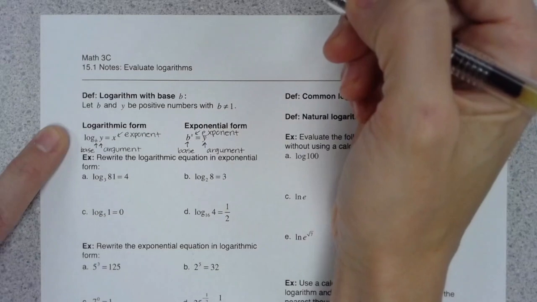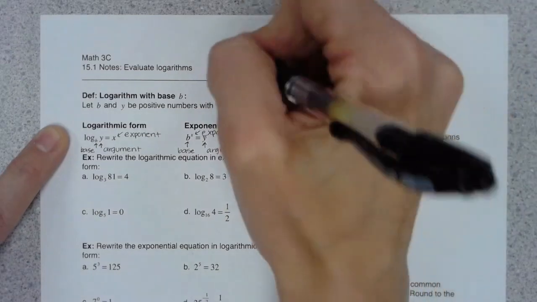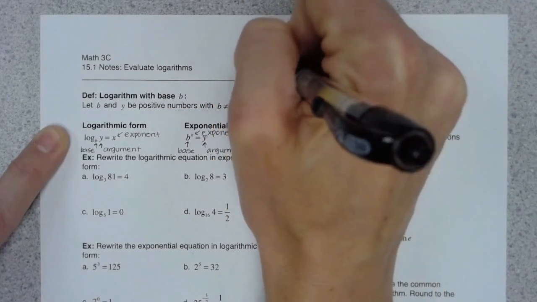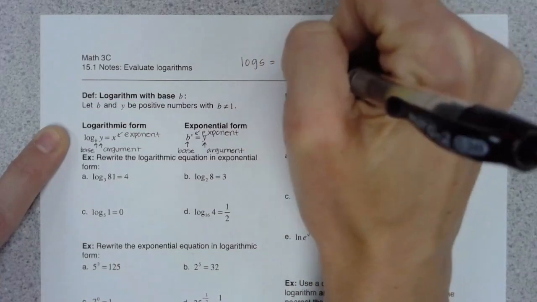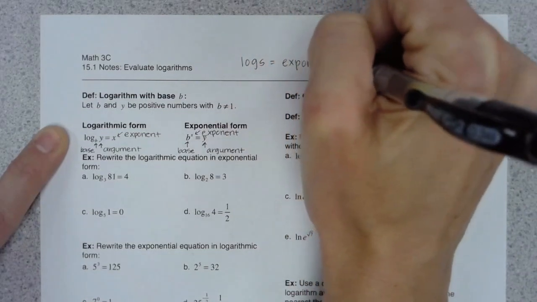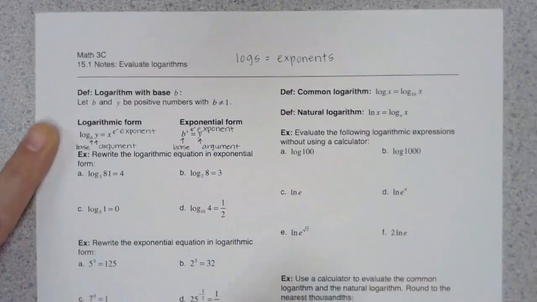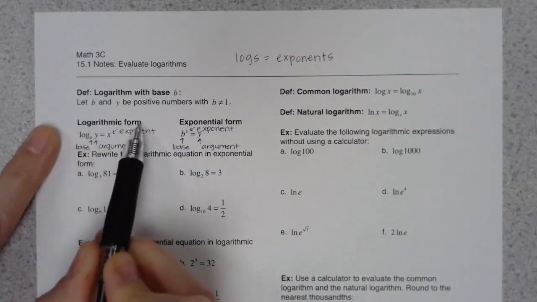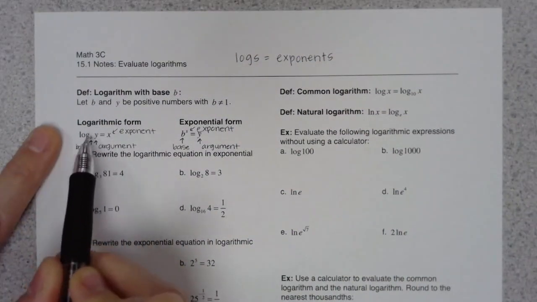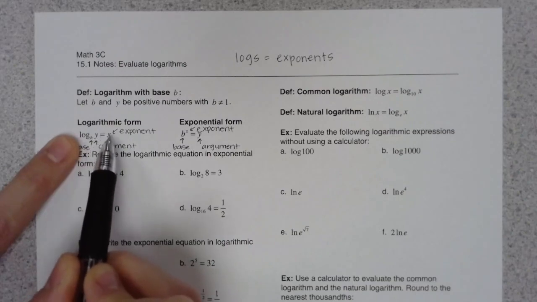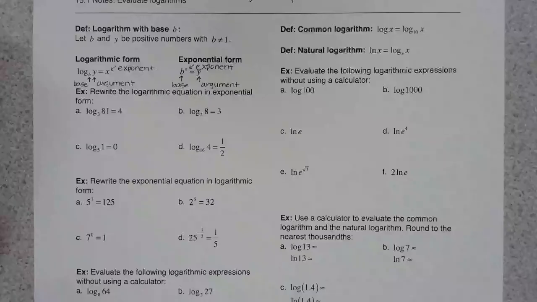Because the exponent in that example that we talked about earlier was the thing we were trying to figure out. So one of the things that you want to get cemented into your brains is that logs equal exponents. So when something's written in logarithmic form with this operation of a logarithm being performed, the number that comes after the equal sign is the exponent.